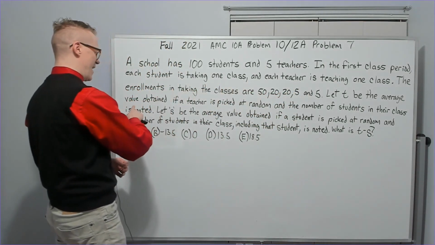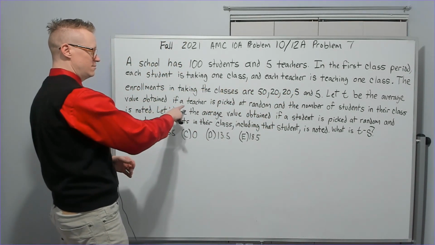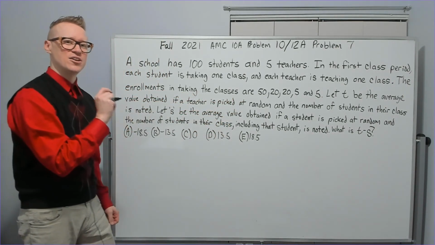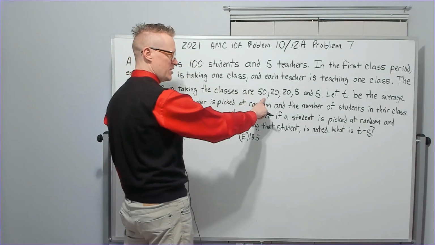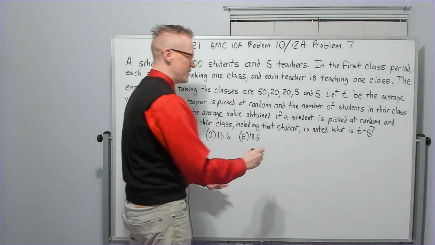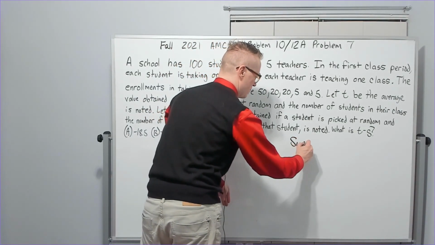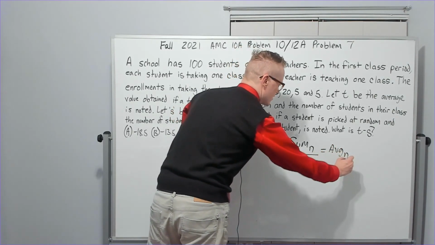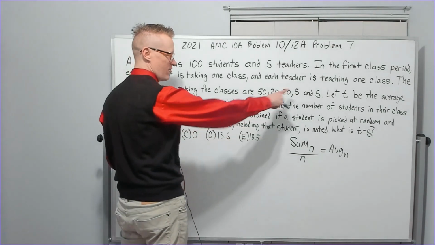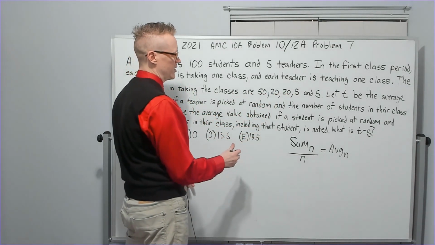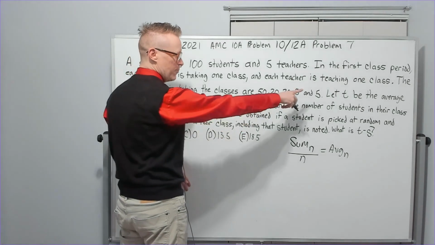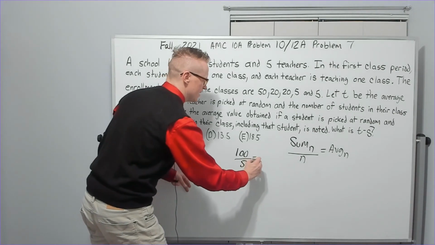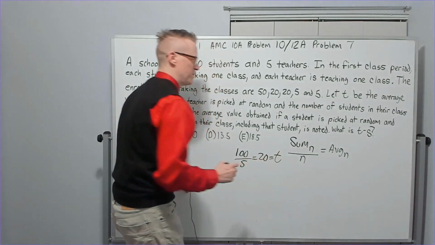Let T be the average value obtained if a teacher is picked at random, and the number of students in their class is noted. Okay, so there's only 5 teachers and these are the number of students in their classes. The averages formula that I prefer is a sum with a subscript of n divided by n is the average of those n things. In this case, the n is a 5 because there's 5 teachers, 5 entries in our calculation. So then, if we add them up, we know we get 100. It told us earlier. So you're going to get 100 divided by the 5 teachers is an average of 20. That must be T. Not so bad.